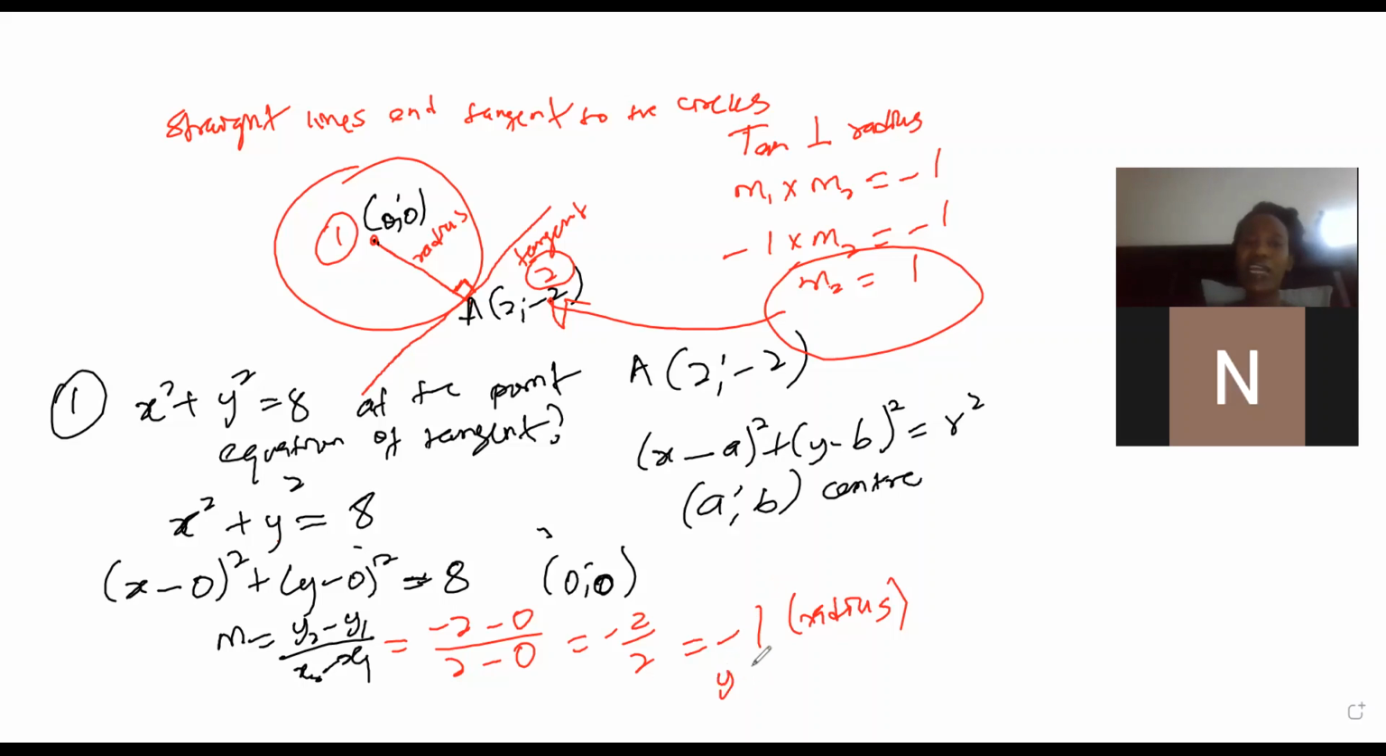So the equation of the line we know is y = mx + c. Your gradient is 1, sorry guys, so y = x + c. Now you take the point on that line. We have point A on the line that we're looking for the equation of. So we've got point A, which is (2, -2). Those are the coordinates. So we take these coordinates, substitute them here, and we get the value of c.